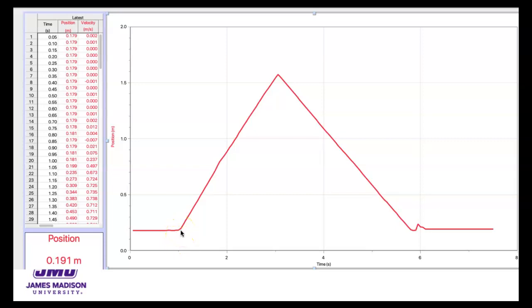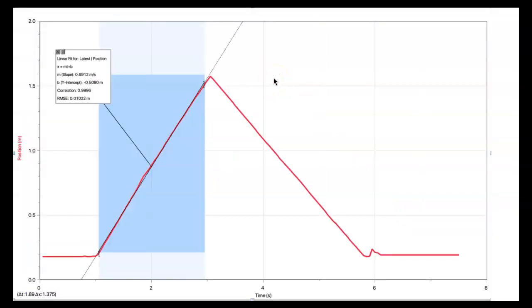So I could know that from this graph even if I hadn't seen the video. What happens in the next part of the graph is from 1 second out to about 3 seconds, we have this consistent up motion on the graph here. It is a linear graph pointed upwards. And in fact, if you go find the slope, it is 0.6912 meters per second. So at that point, it means that the buggy is traveling at 0.6912 meters per second. That's how fast it's going.